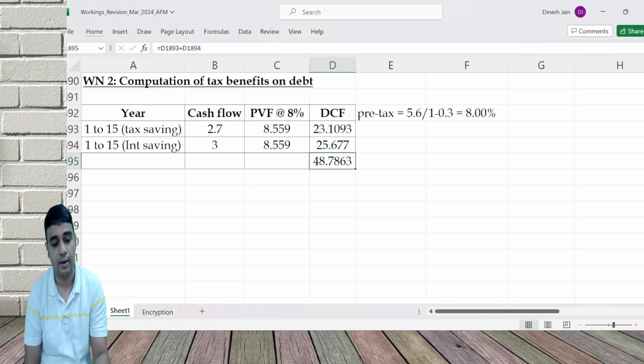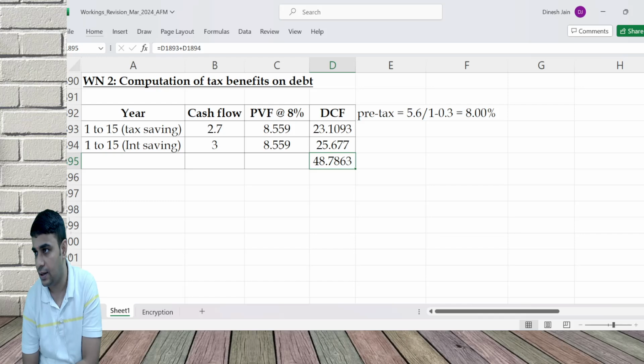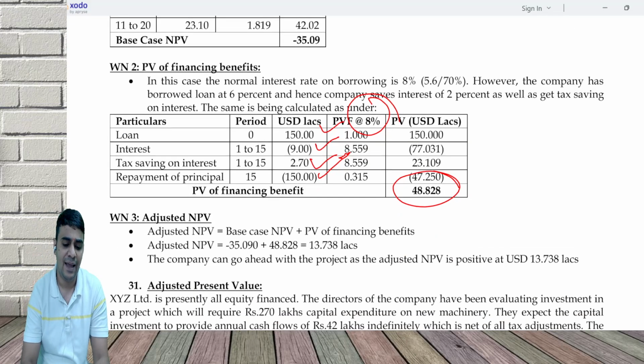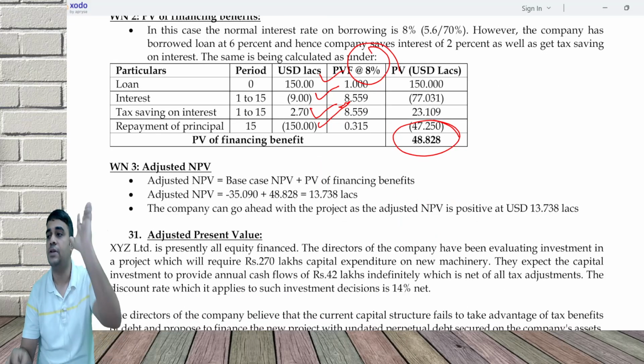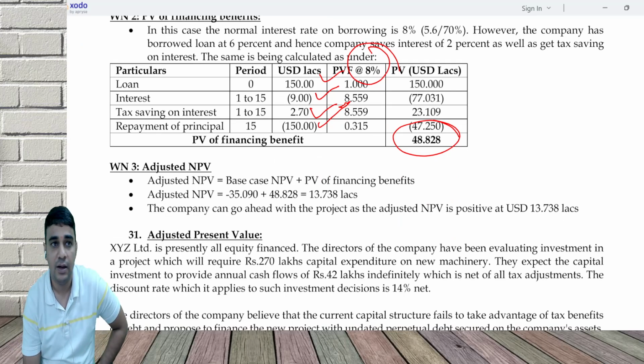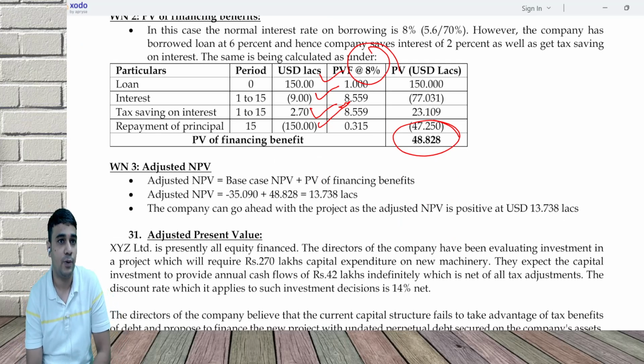48.828, or I have presented it this way. Both are the same, it's only the rounding of difference. And when you add them together, the project becomes a very good project. Clear? Any doubts on this?